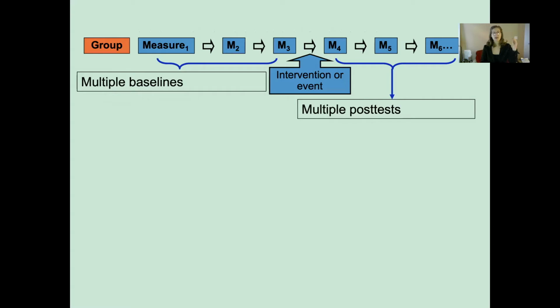Let's say we gave them a test every month up until midterm, and that allowed us to get multiple baselines, meaning that we got multiple measurements before we gave an independent variable. And then we give the study guide for the midterm, and then we give a test every month from there on out. And those would be our multiple post-tests, multiple test scores with the study guide.